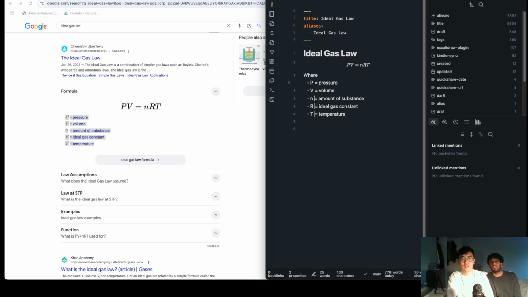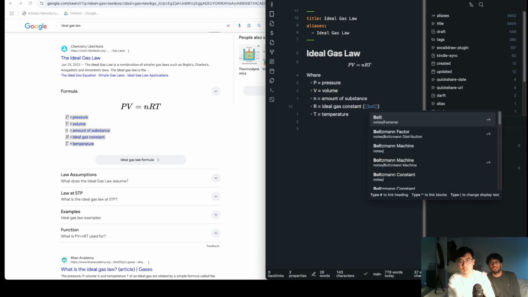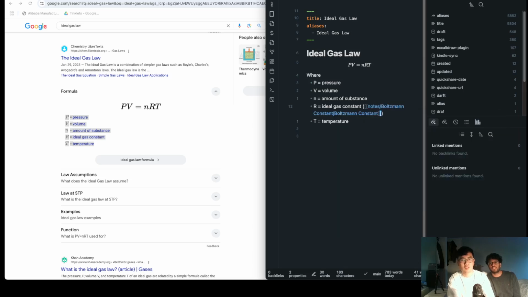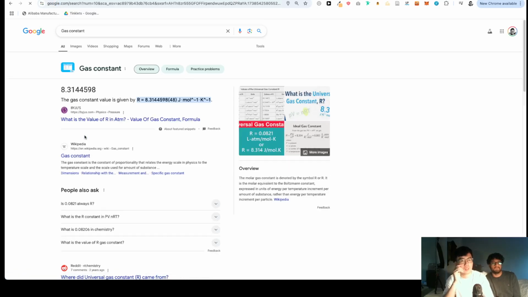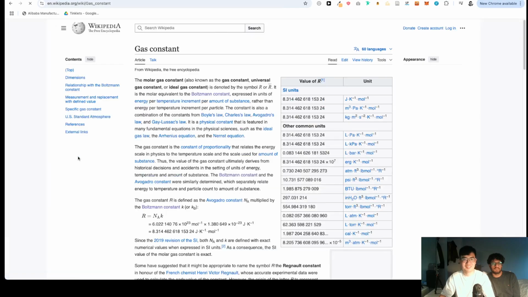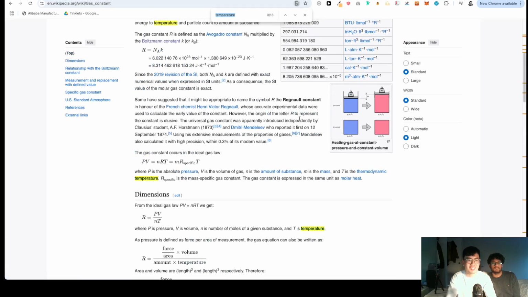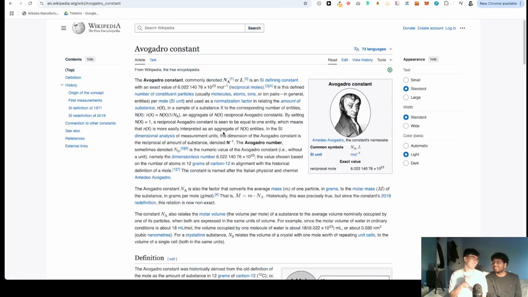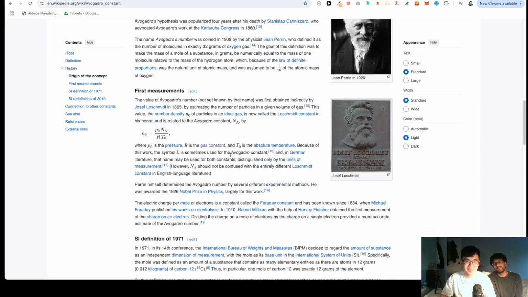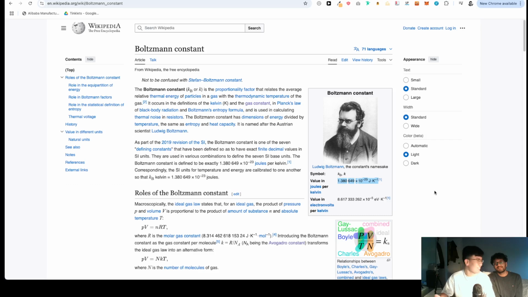And also then R, the ideal gas constant, we convert into the Boltzmann constant. But it's not the Boltzmann constant. It just can be converted into it. Avocado? Did I see avocado? Avogadro. Yeah, avocado. Oh my god, this is bringing back memories. I know.